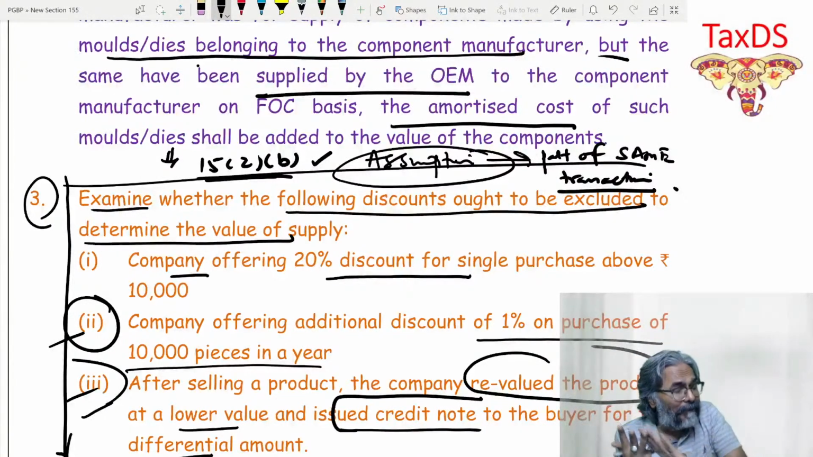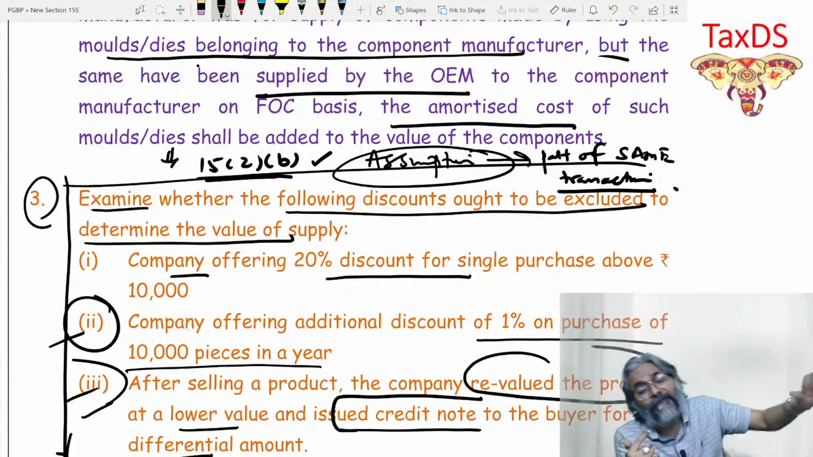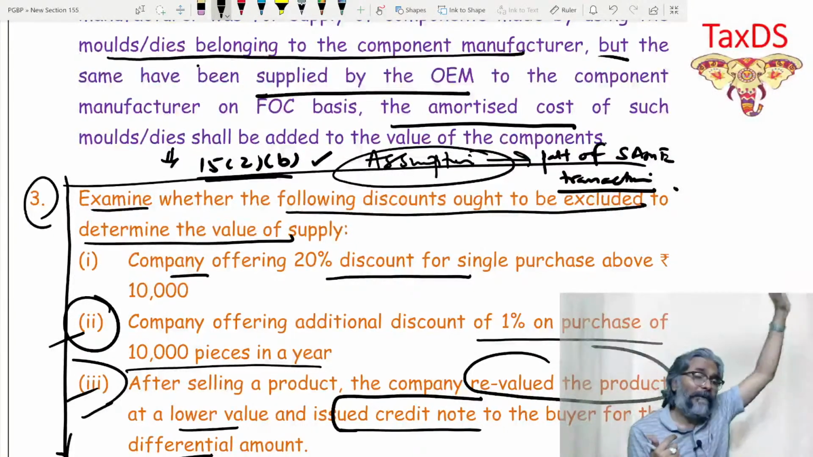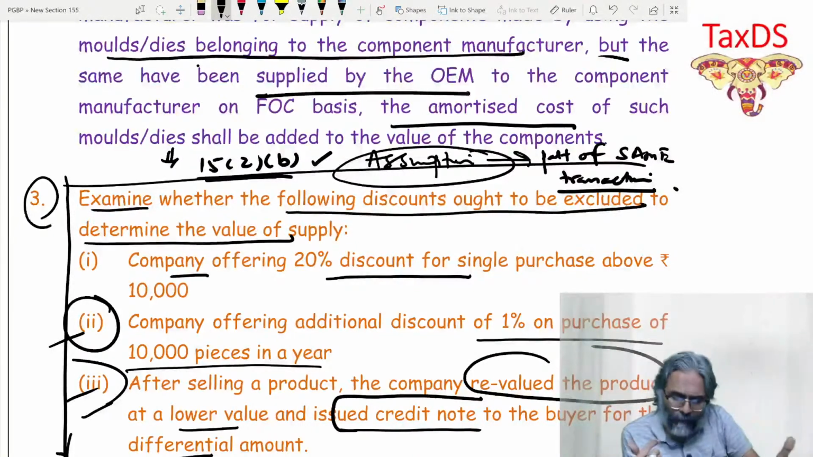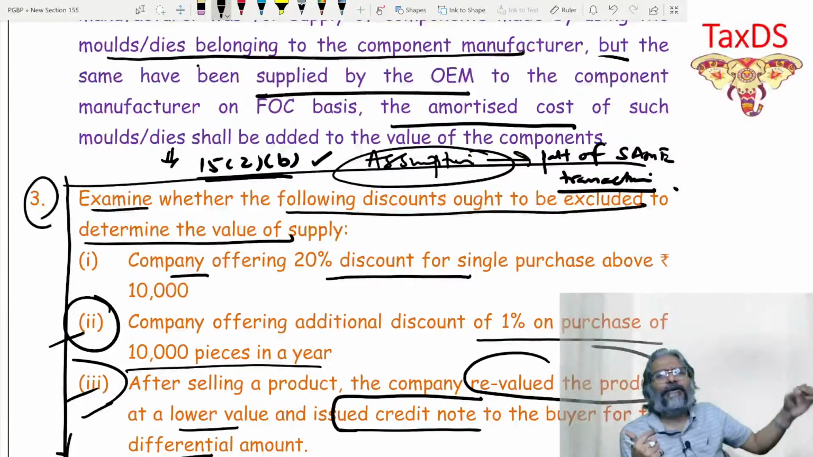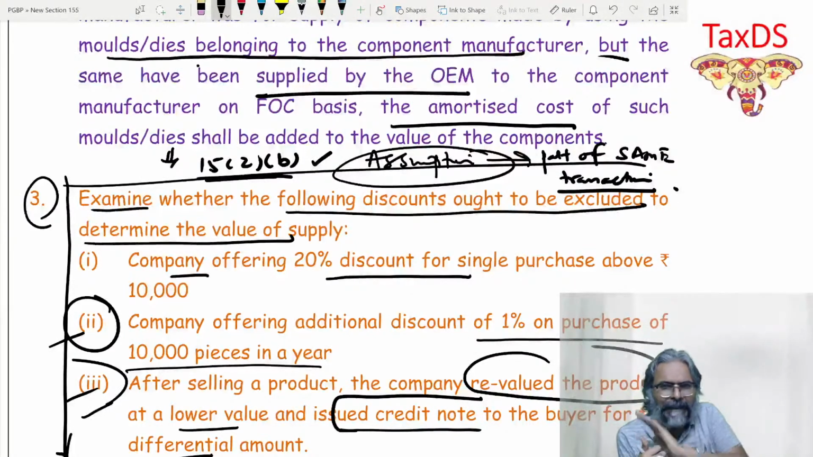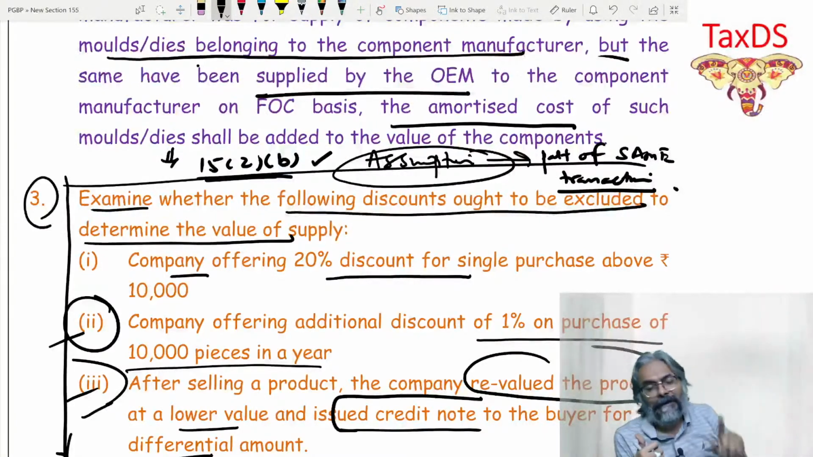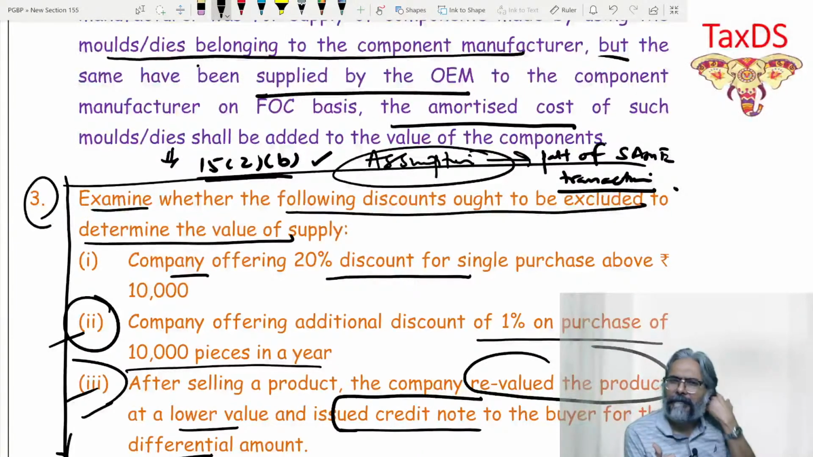And then point number 3, in that transaction, if after the transaction is over and supply is over, thereafter the company has done the revaluation and reduced the value and issued the credit note, I will say that point number 3 is something which was not known to us at the time of supply. Is that point clear to all of you? This is how you have to go with it.